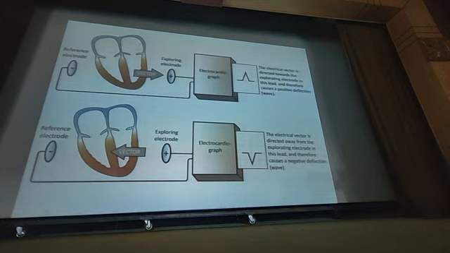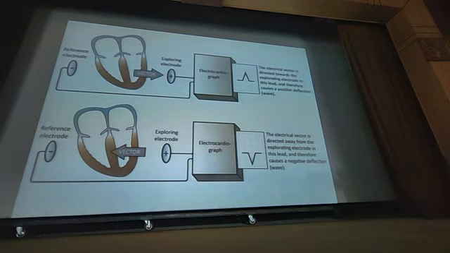What is a lead? We have 12 leads. What are these leads? A lead is formed by the potential difference between two electrodes. One electrode is positive, another one is negative. The potential difference between the two electrodes is called a lead. So these are the leads that are recorded.